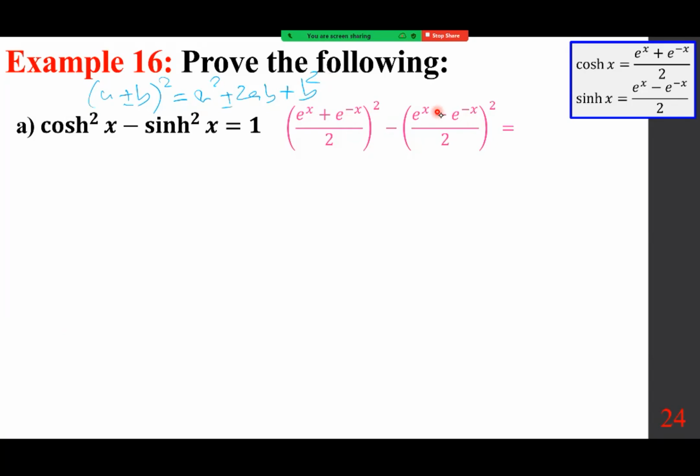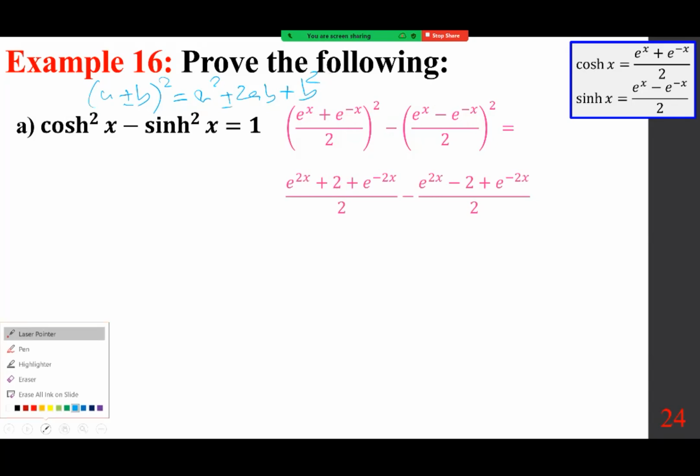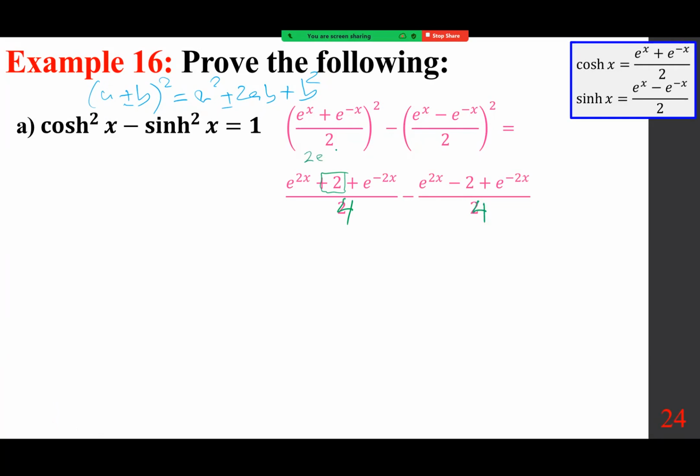So this is what happens, and I want to make sure we understand what happens with this one, and by the way, this is 4, this is 2 e to the power of x times e to the power of minus x, and that becomes 2 e to the power of 0, that becomes 2. That's how we arrive at 2.